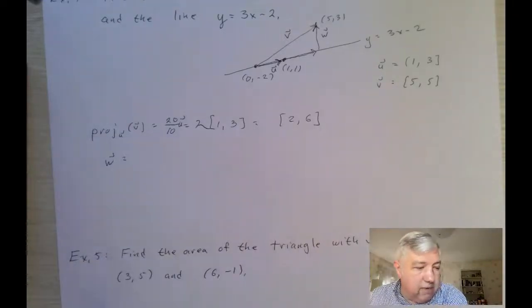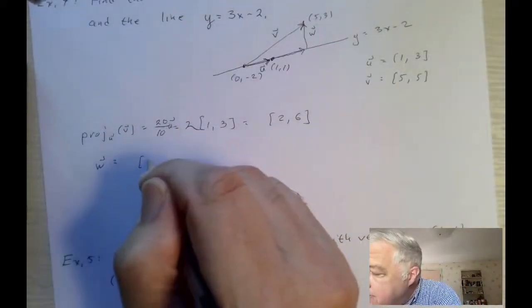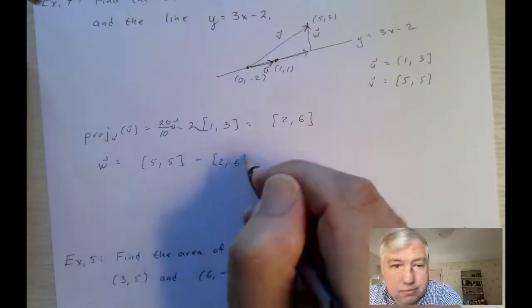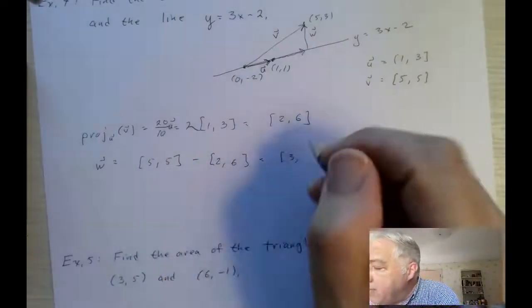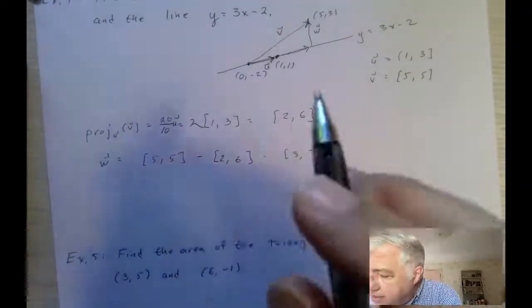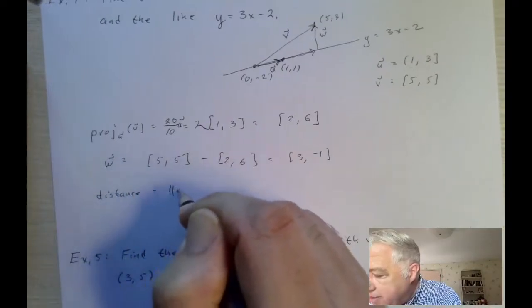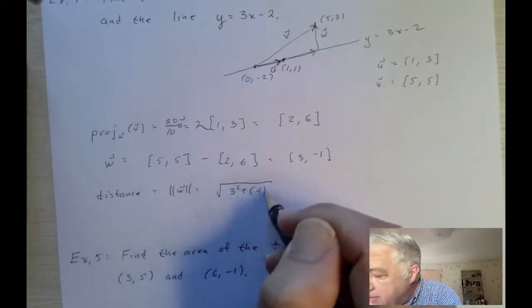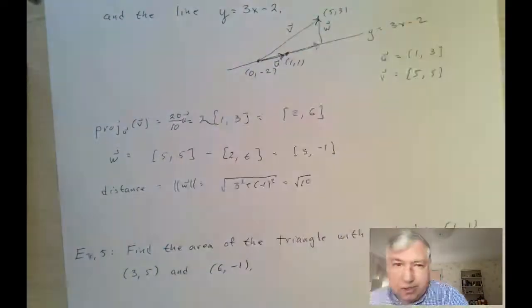And then w will be v minus this projection, so it's 5 minus 2, 6 minus 3, which is 3, negative 1. Okay. So we find out that the distance, and then finally the distance is what we're looking for. The distance is the length of w, which will be the square root of 3 squared plus negative 1 squared, which is the square root of 10. So that's what this distance is.